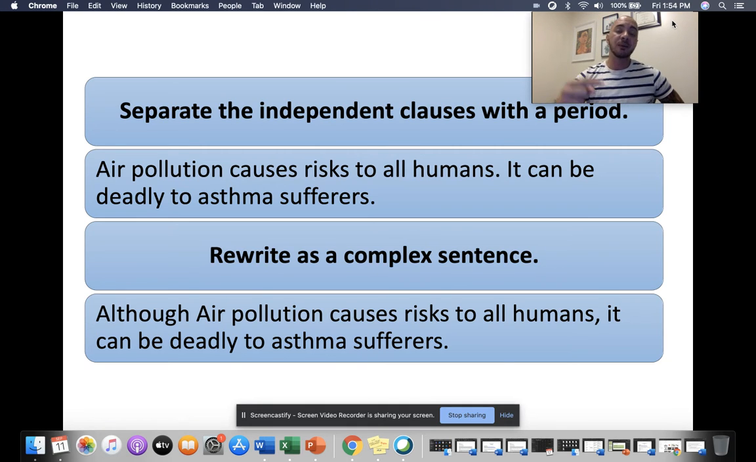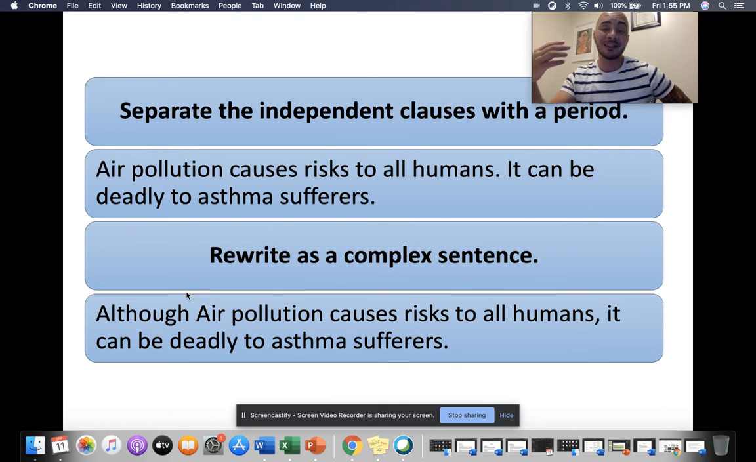A final way that we can fix a run-on sentence is to rewrite it as a complex sentence. What that means is that instead of joining two independent clauses in the middle, we're going to create a dependent clause and attach it to an independent clause. So, although air pollution causes risks to all humans, it can be deadly to asthma sufferers. This time we put the conjunction at the beginning.